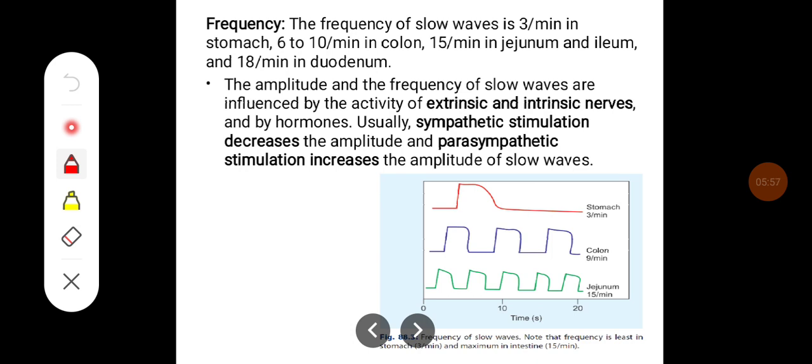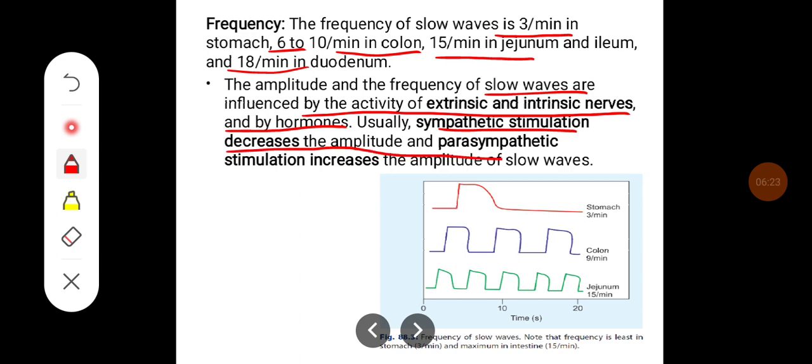The frequency of the slow waves is 3 per minute in stomach, 6 to 10 per minute in colon, 15 per minute in jejunum and ileum, and 18 per minute in duodenum. The amplitude and frequency of slow waves are influenced by activity of extrinsic and intrinsic nerves and by the hormones. Usually sympathetic stimulation decreases the amplitude and parasympathetic stimulation increases the amplitude of slow waves.